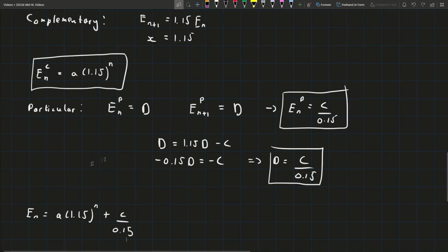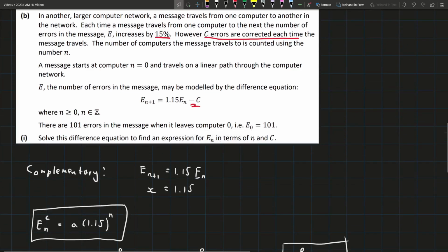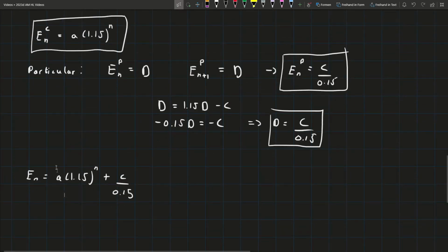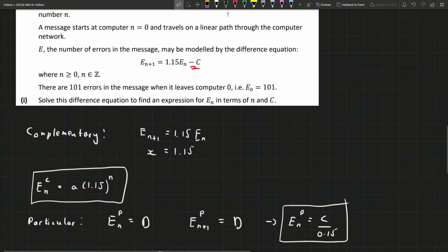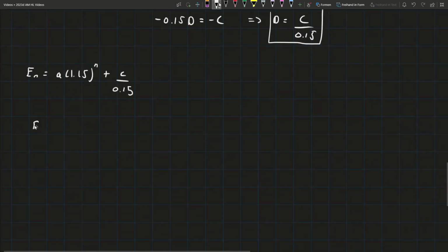There we go. And then we're told to find an expression for En in terms of n and c. Well, we have an a here, and we need to get rid of that a. How can we do that? Well, we're told that there's an initial condition that E0 is 101. So we'll just plug that in. So E0 will be equal to 101, which is the same as replacing everything in the equation with a 0.